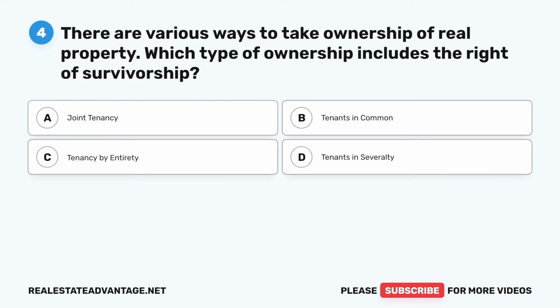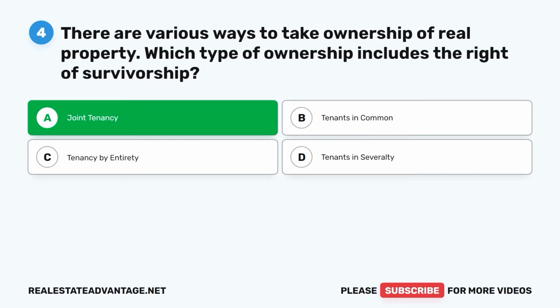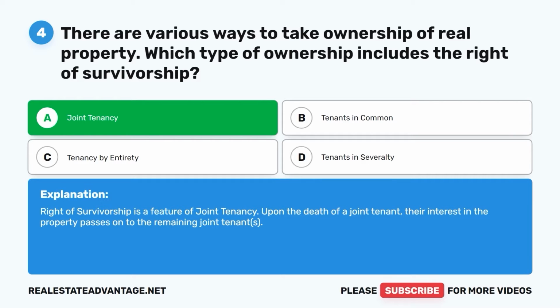Question 4. There are various ways to take ownership of real property. Which type of ownership includes the right of survivorship? A. Joint tenancy. B. Tenants in common. C. Tenancy by entirety. D. Tenants in severalty. The correct answer is A. Joint tenancy. Right of survivorship is a feature of joint tenancy. Upon the death of a joint tenant, their interest in the property passes on to the remaining joint tenants.